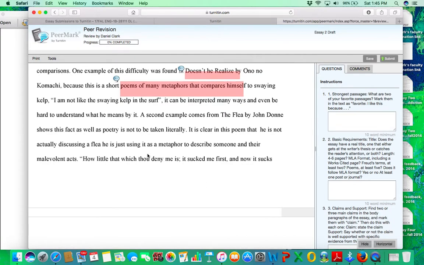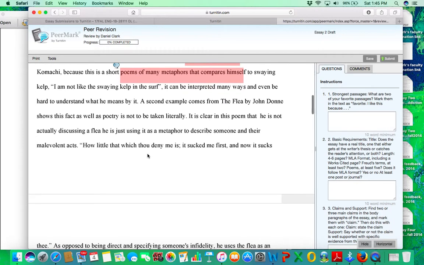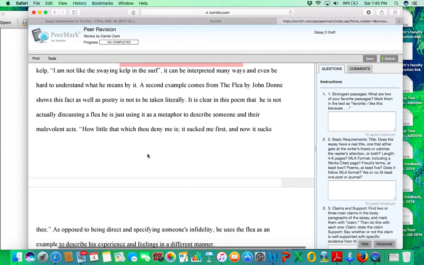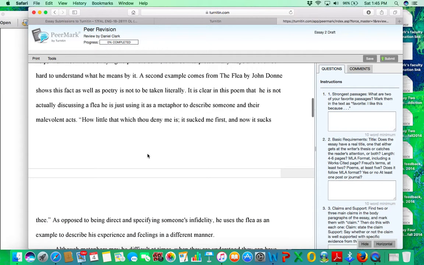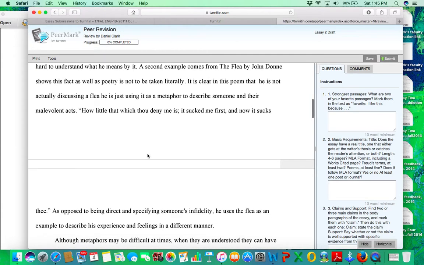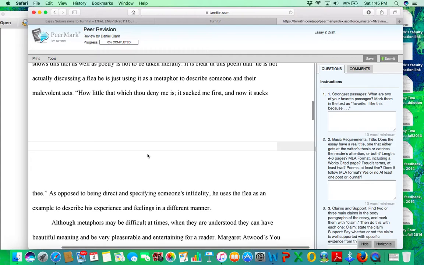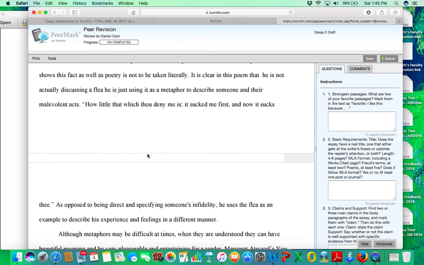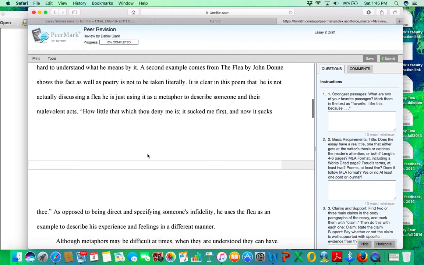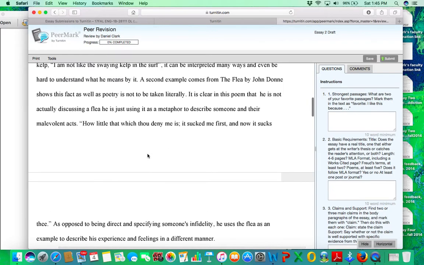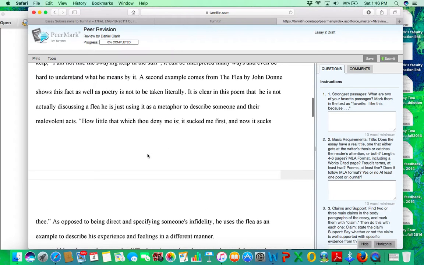It can be interpreted many ways and even be hard to understand what he means by it. A second example comes from "The Flea" by John Donne, shows this fact as well as poetry is not to be taken literally. It is clear in this poem that he is not actually discussing a flea, he's just using it as a metaphor to describe someone and their malevolent acts. I thought it was all about sex. Is it also about malevolence? I have to think about that. Oh yeah, she's being cruel because I think she won't put out.